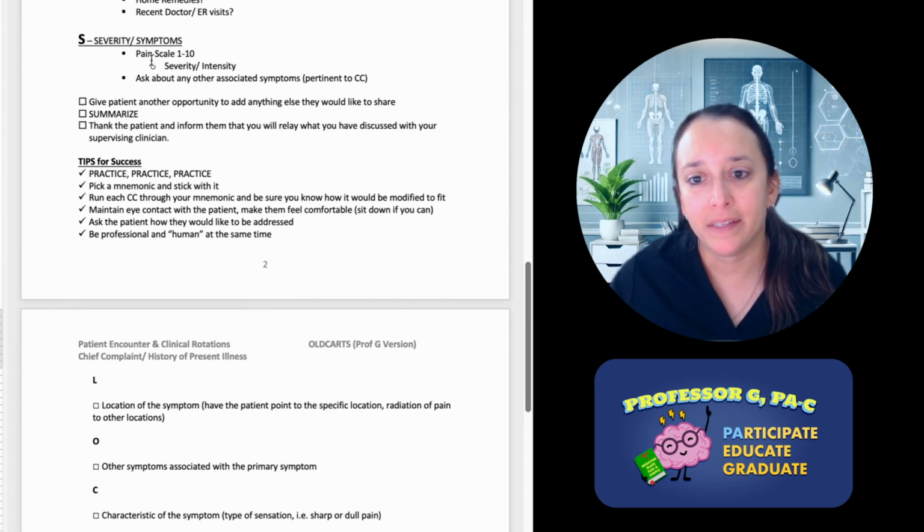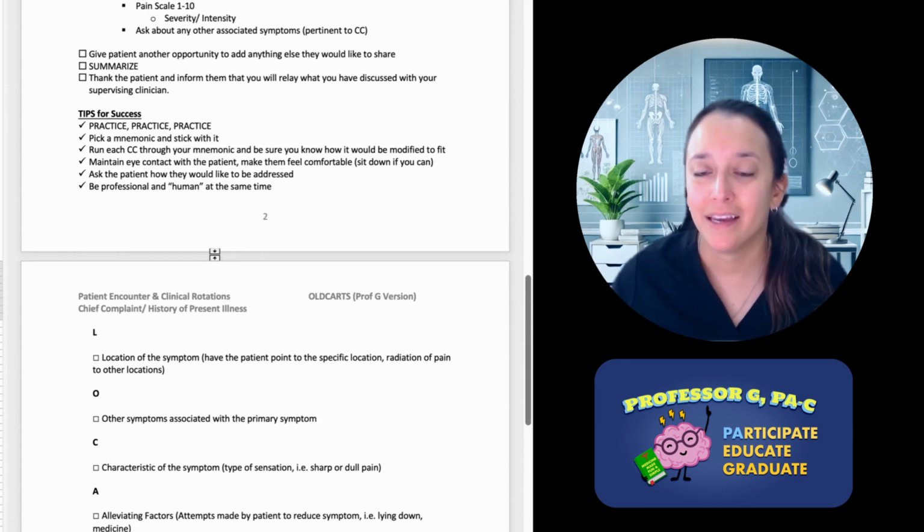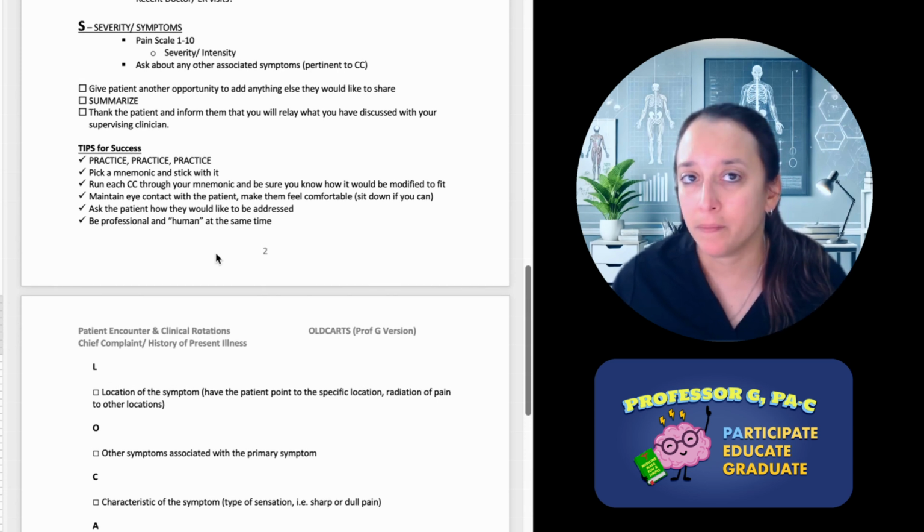My second part of S is asking the extra symptoms. So in the traditional LOCATES model, the other symptoms, as you can see here, is the second thing that you ask. I do not like to ask for extra symptoms early on in my encounter, and I'll give you my reason.